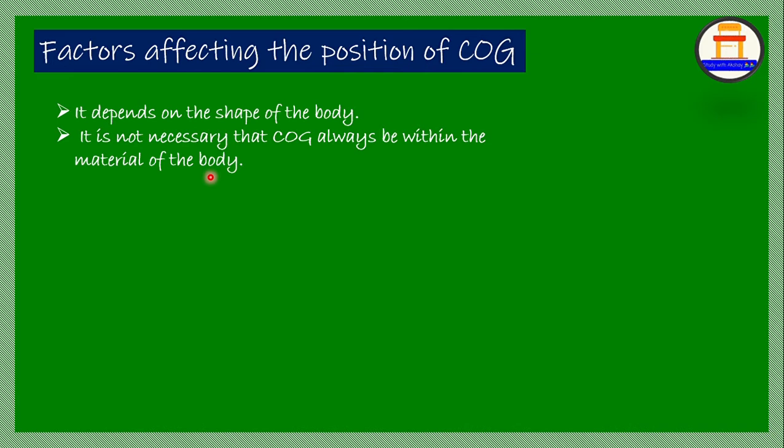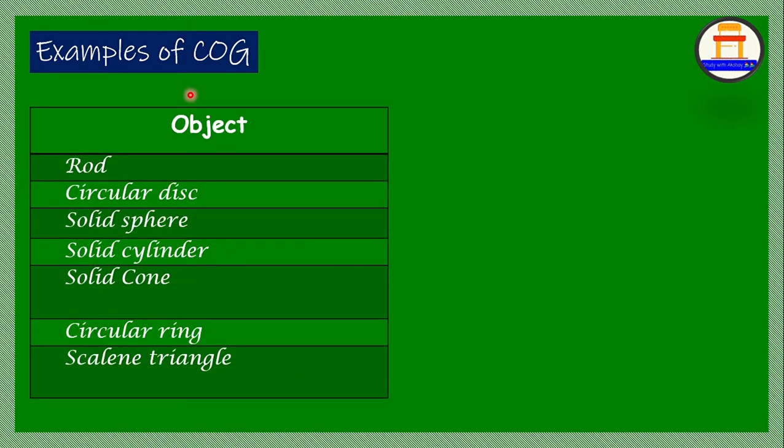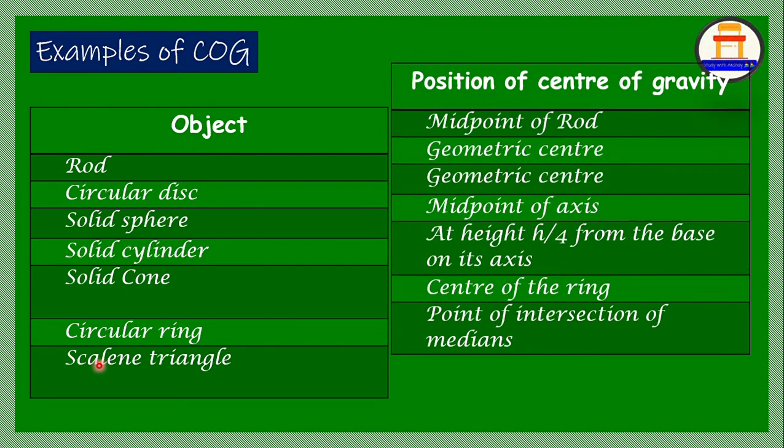Next, that it is not necessary for the center of gravity to be within the material of the body. I am going to explain this with the help of examples. So why waste time, let's go directly to examples now. Examples of center of gravity. First, objects. Let's see which objects they have given. Rod, which is within the body itself basically. Circular disc, solid sphere, solid cylinder, solid cone, circular ring. This one is an exception condition. Scalene triangle.